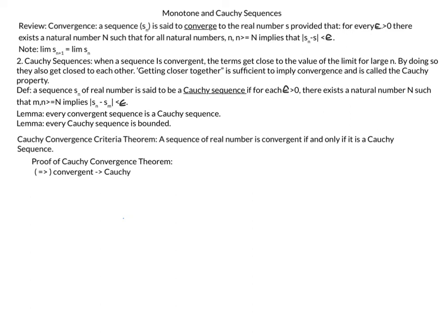And now I'm going to do part of the proof of the Cauchy convergence criteria, which says a sequence of real numbers is convergent if and only if it is a Cauchy sequence. Because of the if and only if, there are two directions to prove. We're going to start with the forward direction, which is to assume it's convergent, and then we want to show it is a Cauchy sequence.